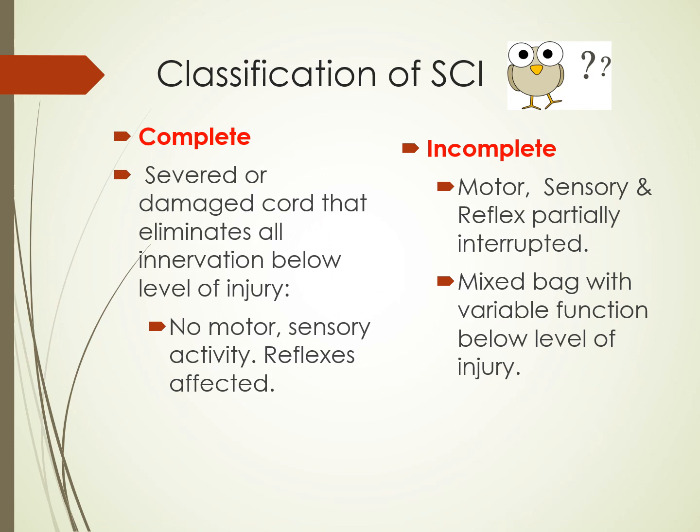As I mentioned in the earlier slide, the complete is a severed or damaged cord that eliminates all innervation below the level of the injury. So that's about 40% of all spinal cord injuries, not counting the folks that don't make it at the scene. So we'll see no motor, sensory activity, or reflexes below that level with a complete. In the incomplete, that was that mixed bag that we saw in the previous slide.